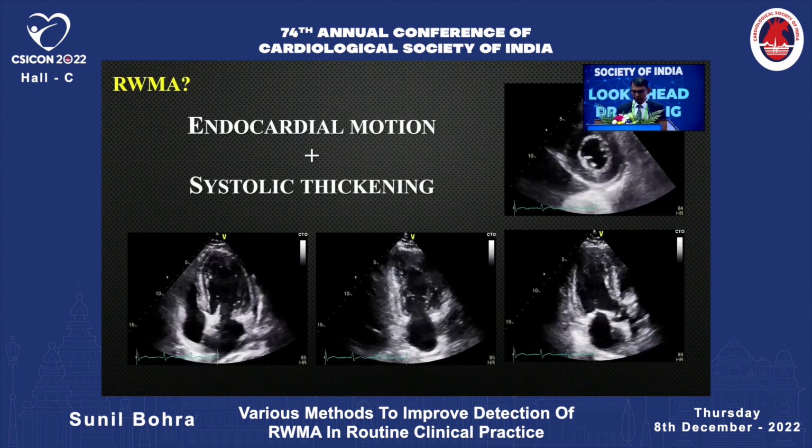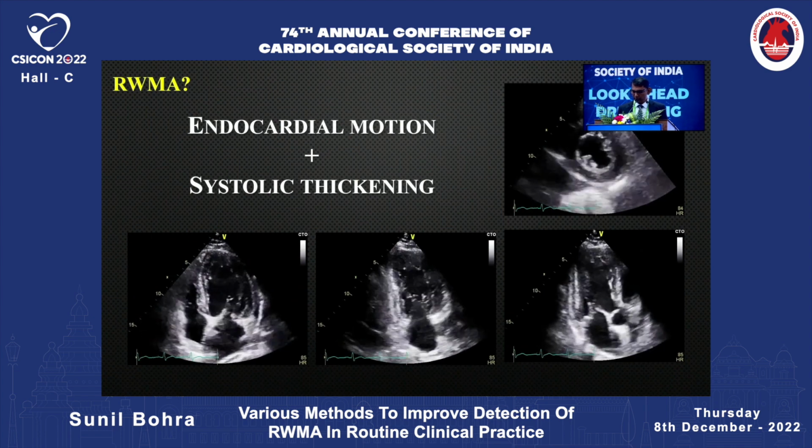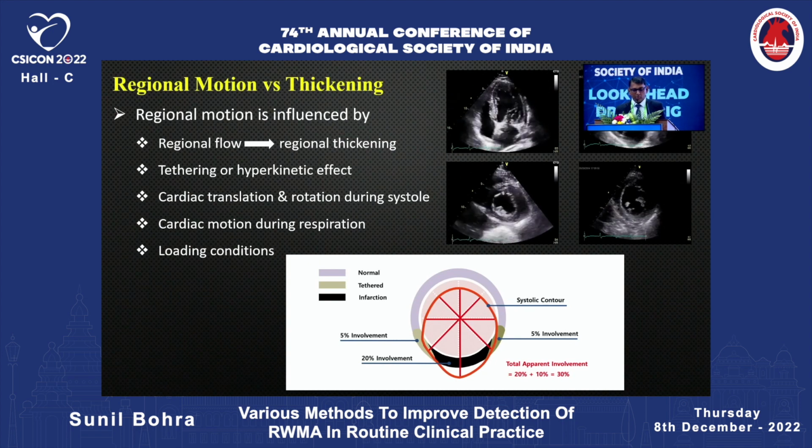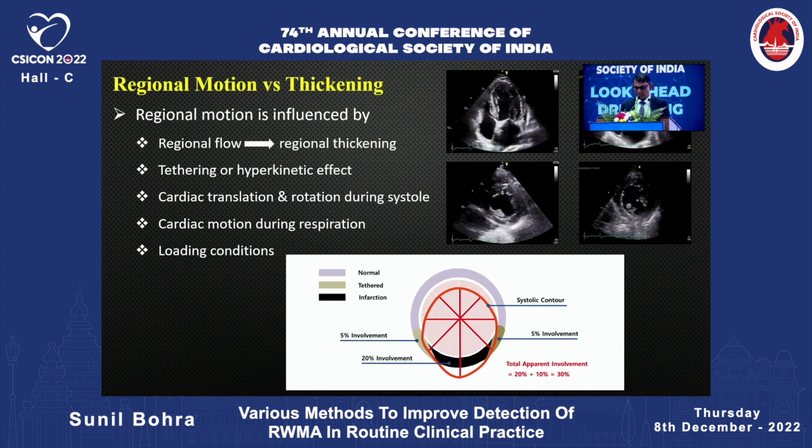When we look at these images, you can see the endocardial motion is happening and also the LV is thickening. So we have to look at these two specific parameters when we talk about regional wall motion. But regional wall motion is influenced by regional flow, which again is responsible for the regional thickening, and it is also influenced by tethering or the hyperkinetic effect, the cardiac translation and rotation during systole, cardiac motion during respiration, and various loading conditions which affect these parameters.